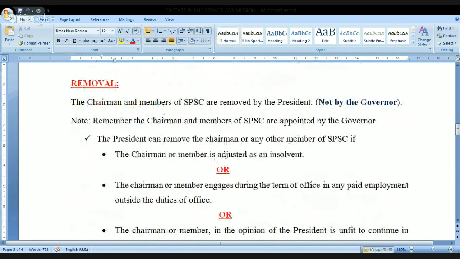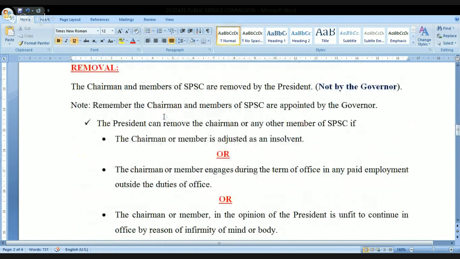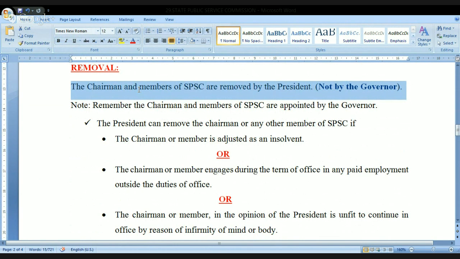Removal. So this is not permanent. The chairman or member can be removed at any point of time. The chairman and members of the State Public Service Commission are removed by the president. Kindly make it very, very clear in the brackets I have given you for your clear-cut understanding. This is a very, very possible question. Yesterday we have seen UPSC chairman and members are removed by the president. And here I am talking to you regarding the State Public Service Commission.